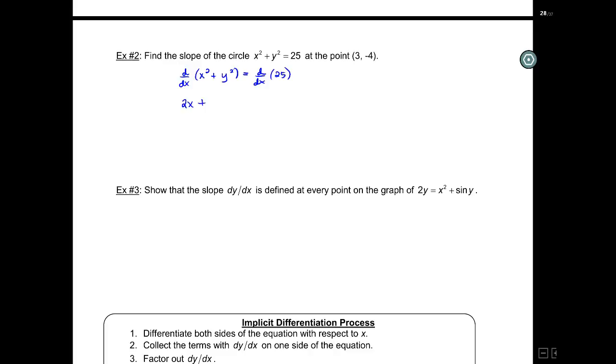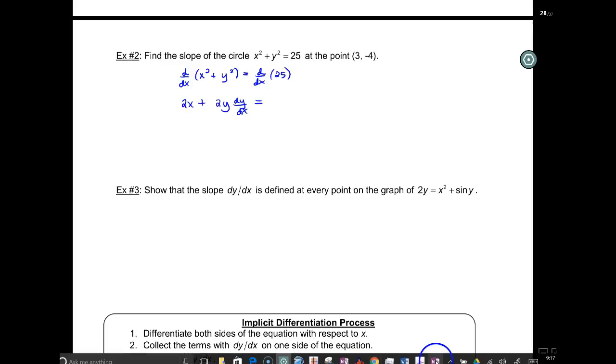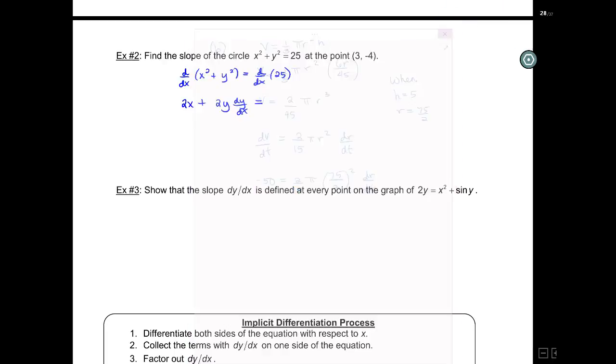What do you get when you take the derivative of y squared? 2y dy/dx. Does it matter if you put d over dx or dy over dx? It does. You need whatever you're taking the derivative of, that's the variable you need.